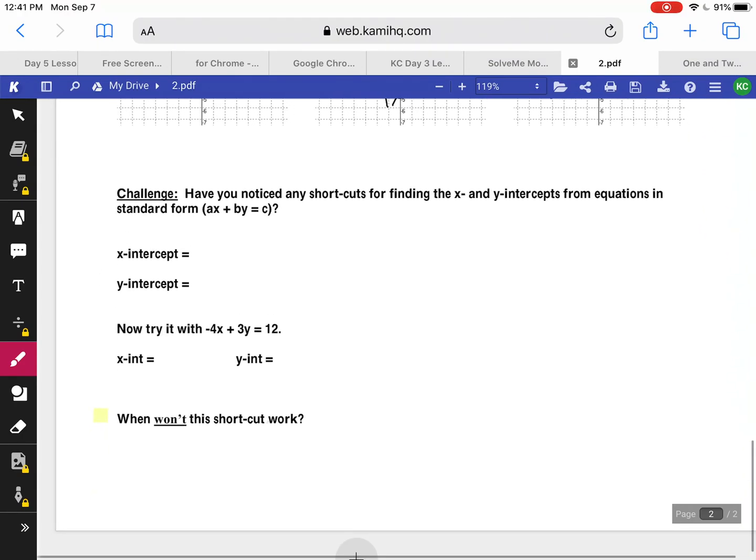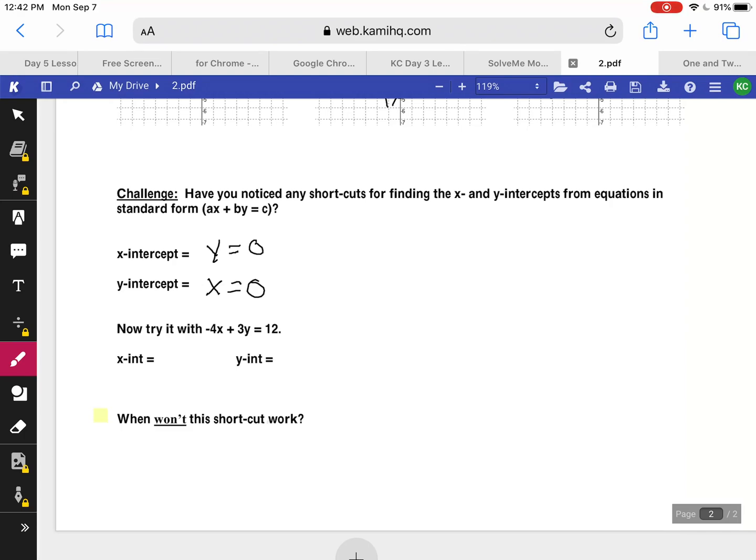Okay. Have you noticed that there is a shortcut for finding our x and y intercepts? And hopefully you're seeing, okay, this is nice. For my x-intercept, y is always going to equal 0. And for my y-intercept, x is going to equal 0. And then I can solve for the other variable.